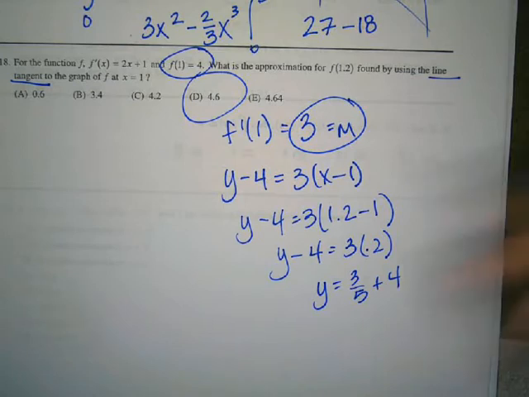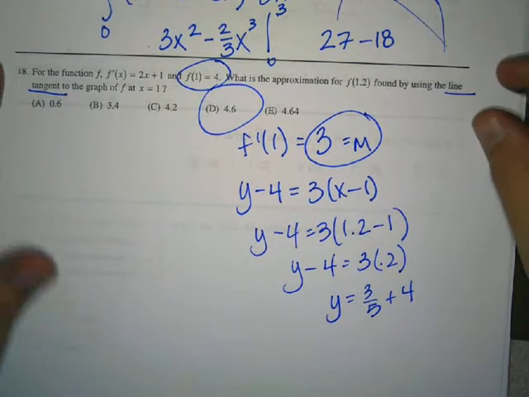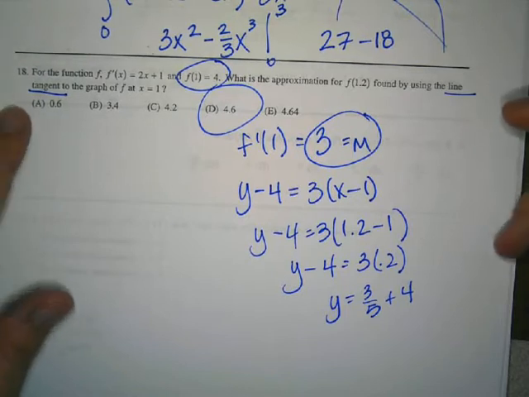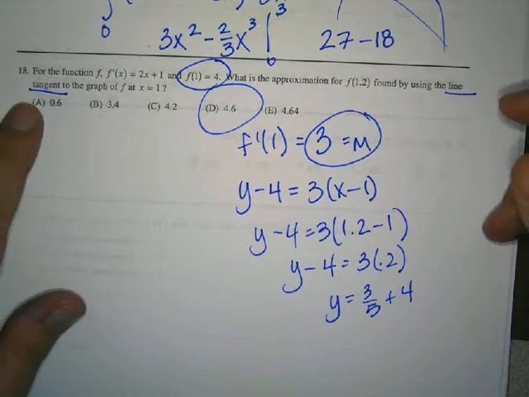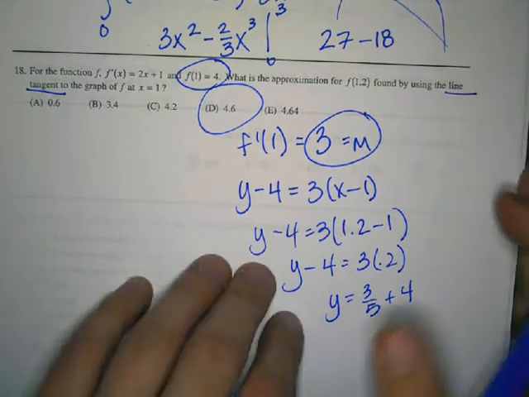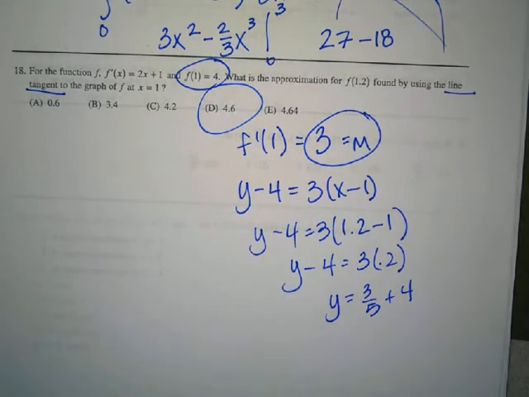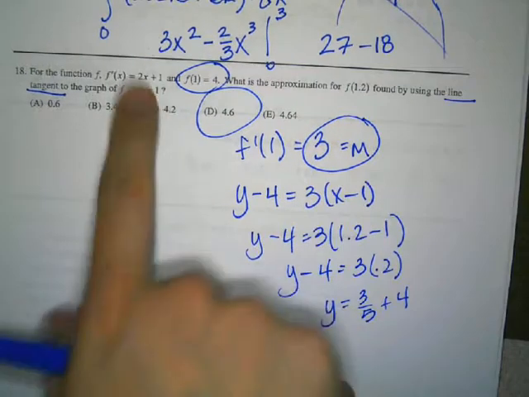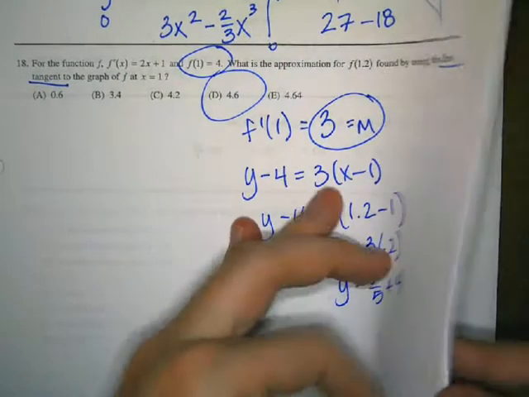This is a pretty common question too. Did everybody get why we had to do it that way and we couldn't just integrate and plug 1.2 in? You had to use your y, because it mentions use the tangent line, so we had to find the tangent line and use that to plug 1.2 in. It would be easy to integrate and plug 1.2 in, but that's not the way they wanted you to do it. Okay, number 19.